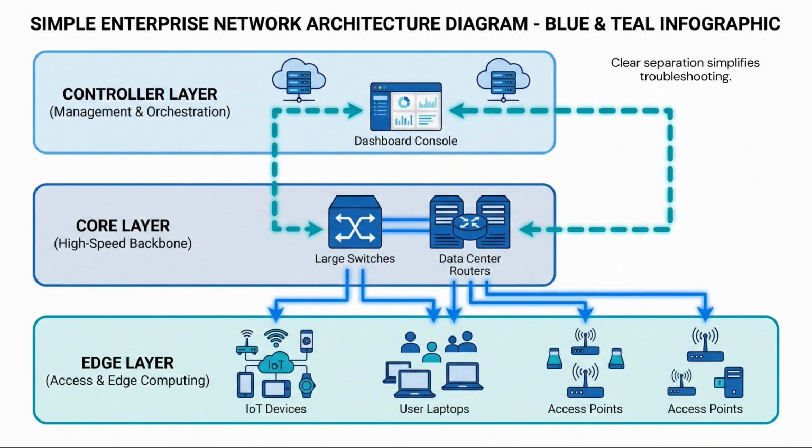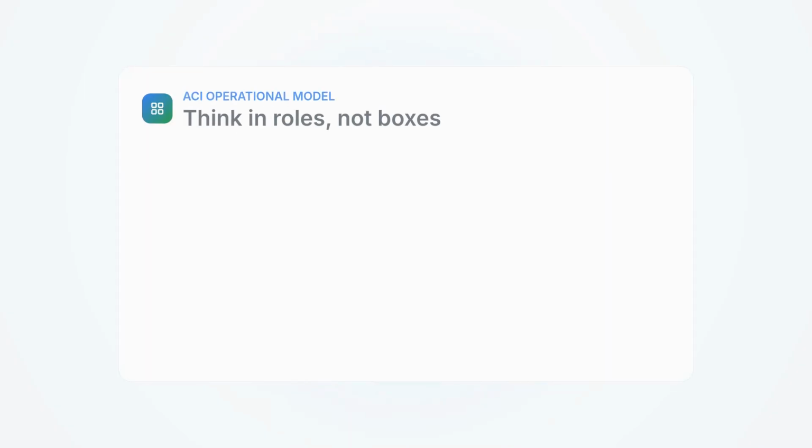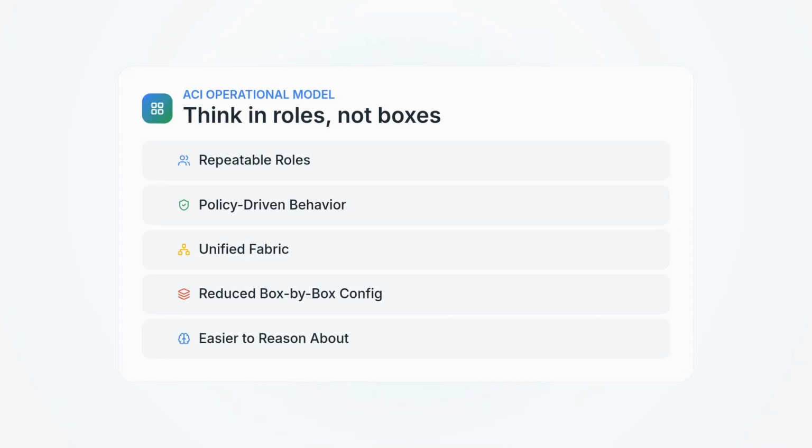That separation makes troubleshooting cleaner too, because you're not guessing whether one oversized box is trying to be edge, core, and controller all at once. Operationally, ACI gives you a fabric that's easier to reason about once you think in repeatable roles and policy-driven behavior instead of box-by-box configuration. So the big shift is not just new terminology, it's a new way to picture the data center as a coordinated system. And that's why engineers who first see ACI as complex often later describe it as surprisingly logical once the architecture clicks.